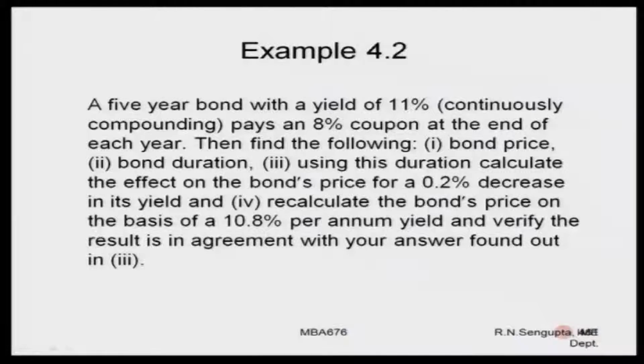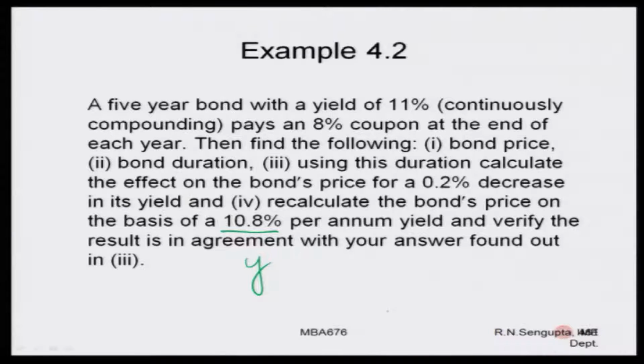A 5-year bond with a yield of 11% continuous compounding pays an 8% coupon at the end of each year. Then find the following: the bond price and the bond duration. Using this duration, calculate the effect on the bond price of a 0.2 decrease in the yield. That means delta y would be a decrease, which is minus 0.2%. Recalculate the bond price on the basis of a 10.8% per annum yield and verify the result. This value, 10.8, is basically y.